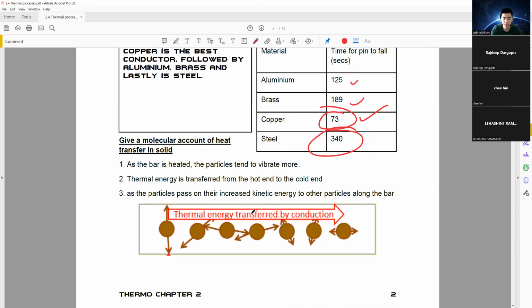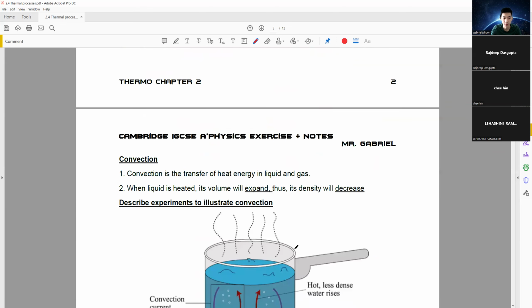Then this part here is basically the molecular account of how heat is conducted. Usually it is through the transference of energy. For example, if there is a heat source here, this particle is going to vibrate, pass on energy, vibrate, pass on energy, and so on. So that is why heat is always transferred from hot to cold, guys.